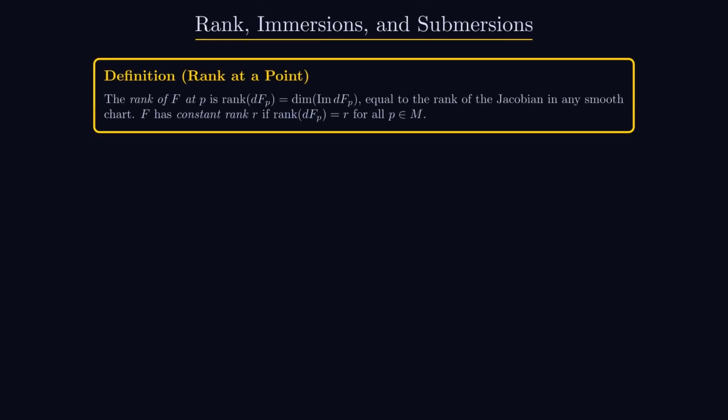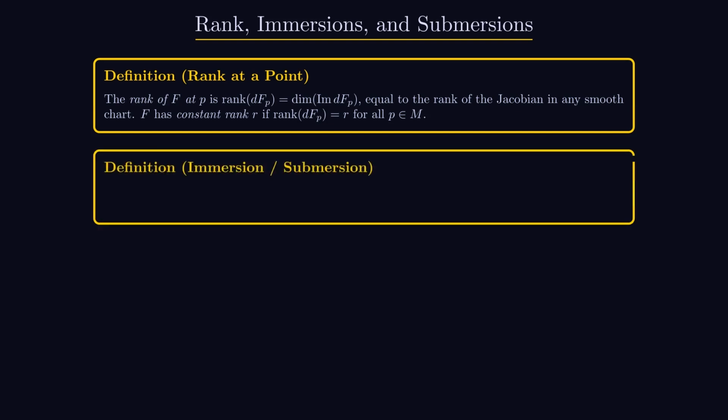Before stating the rank theorem, two definitions establish the vocabulary. The rank of a smooth map f between smooth manifolds at a point p is defined as the dimension of the image of the differential df at p. Equivalently, it is the rank of the Jacobian matrix in any smooth chart. The chart independence of rank follows from the fact that changing charts multiplies the Jacobian on both sides by invertible matrices, which preserves rank. f has constant rank r if this dimension is the same r at every point of M.